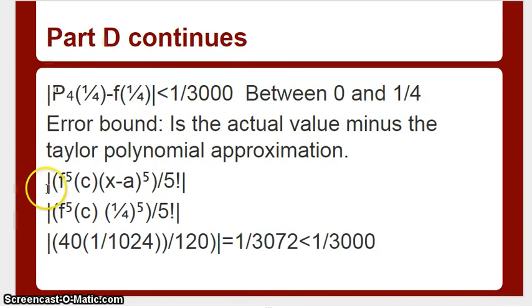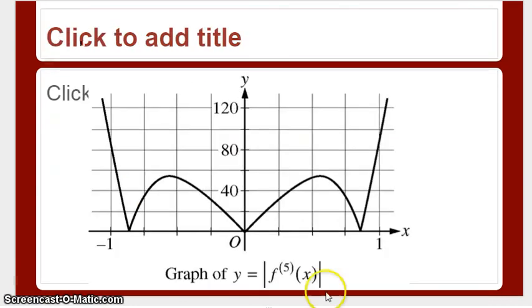So let's take a look at the fifth degree term of the Taylor polynomial for f of x right here. So substituting in for x minus a, you would have 1/4, and c would be, my apologies, the fifth derivative bound would be 40. As you can see in the graph here, it's roughly about here at 1/4 of the graph. So right about here would be 40.